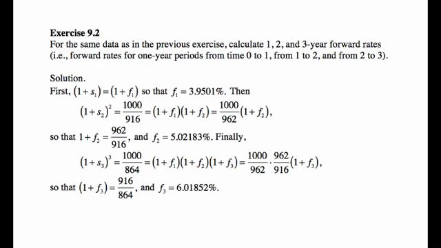And of course we know what 1 + F1 and 1 + F2 are from previous calculations. We plug that in, and that gives us 1 + F3 equal to 916 over 864, and F3 is calculated as about 6.01852%. Notice that the forward rates are increasing, but they're increasing faster than the corresponding spot rates, which is a standard pattern.